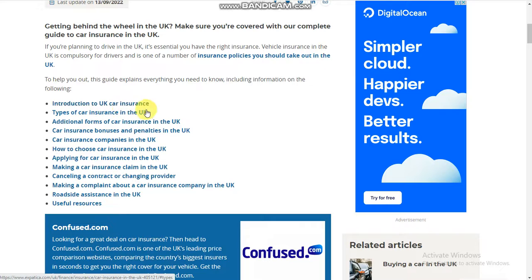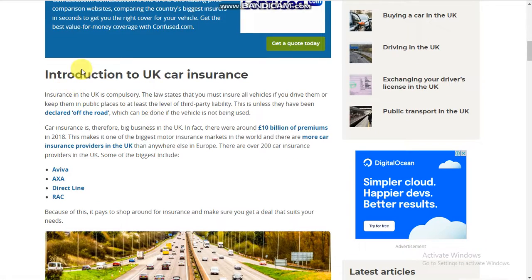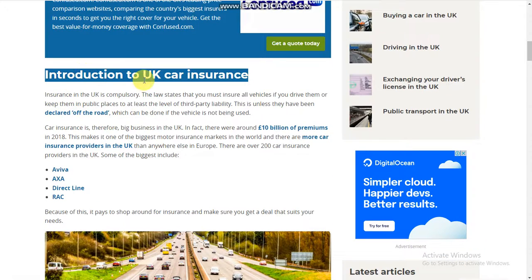Introduction to UK car insurance. Firstly, introduction to UK car insurance. Insurance in the UK is compulsory. The law states that you must insure all vehicles if you drive them or keep them in public places to at least the level of third party liability.